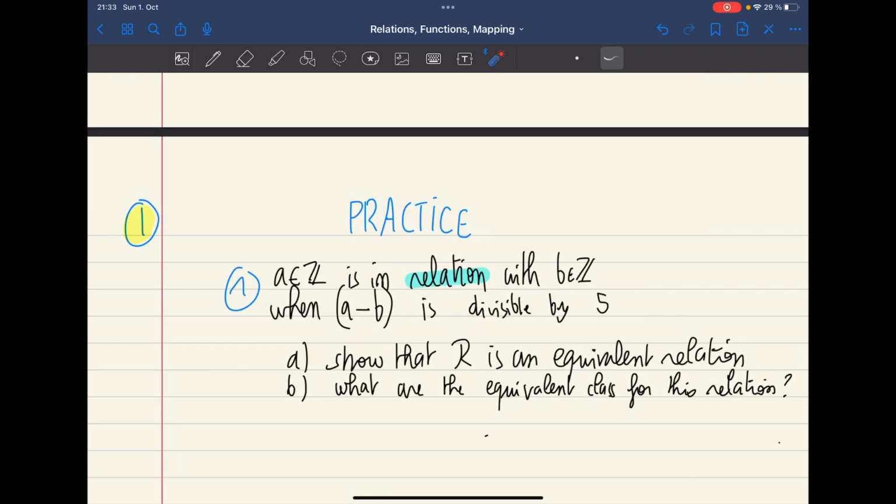Let's practice relations. If you have an integer A that is in relation with B, an integer, when A minus B is divisible by 5. Now I want you to do two things. One, I want you to show that R is an equivalence relation. And two, I want you to tell me what the equivalence classes for this relation are. Pause the video.